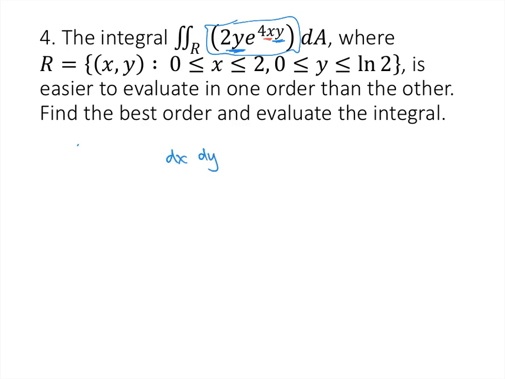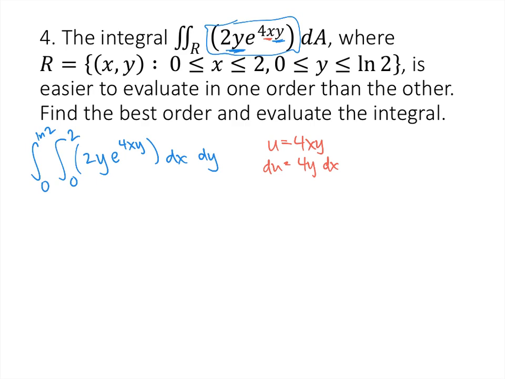on the outside. So my function is 2y e to the 4xy. That means I need to put the x numbers on the inner integral and the y numbers on the outer integral. And I integrate with respect to x first. I'm going to need to do a substitution, u equals 4xy. My du is going to be 4y dx. Remember, that's going to be a partial derivative with respect to x.